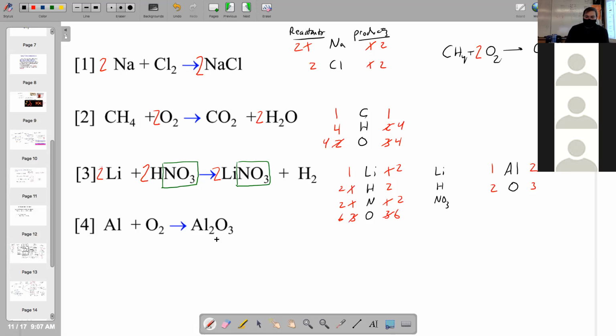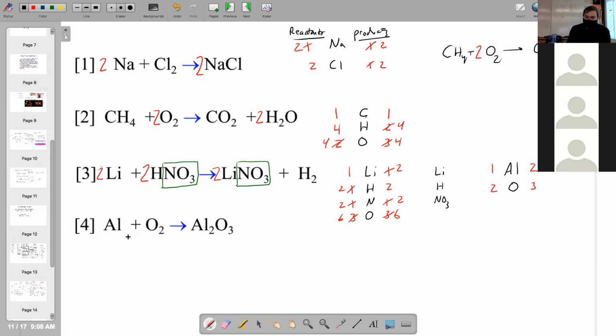So the Al plus oxygen makes aluminum oxide. Aluminum is a nice, bright, shiny metal. Exposed to oxygen, it gets a little coating that's a grayish color, like a whitish gray instead of being shiny.